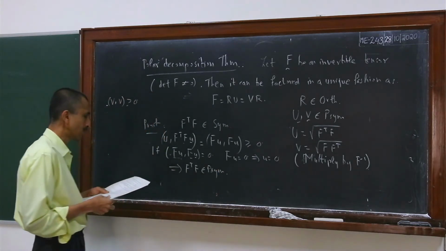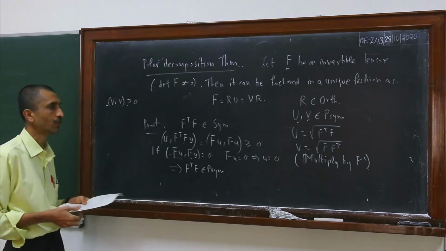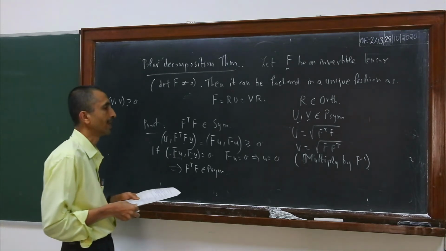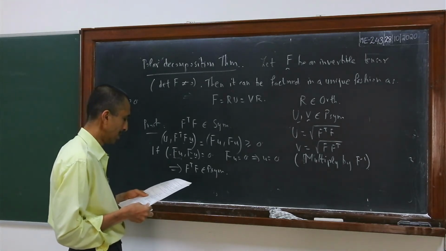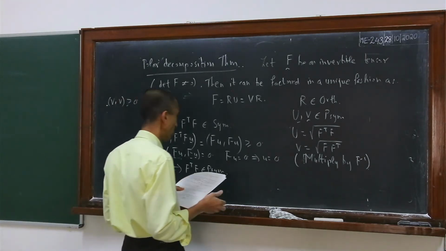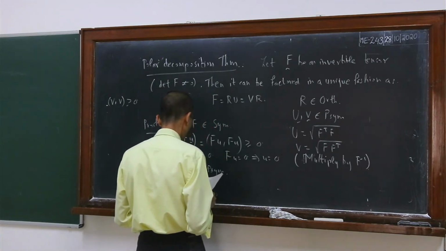Then we can talk about square roots, right? Because in the previous theorem we have shown that you can find a square root of any symmetric positive definite tensor.